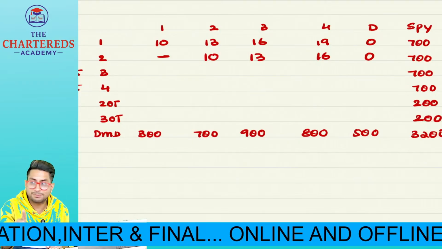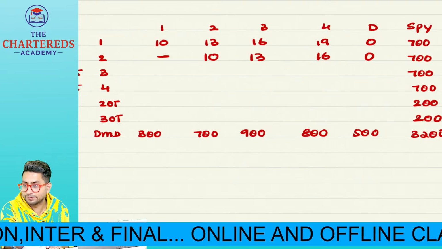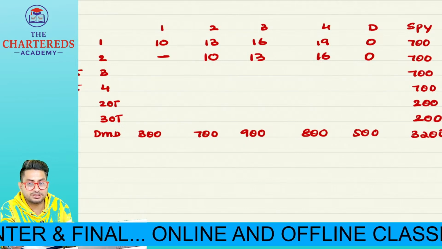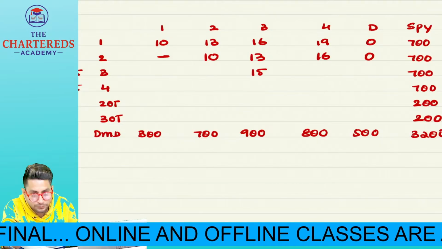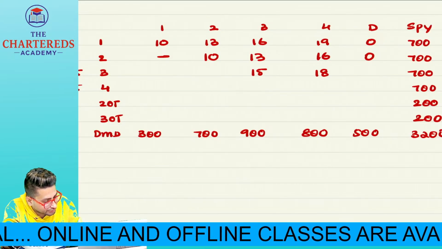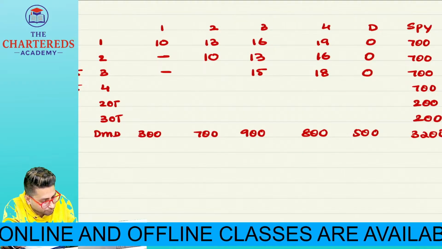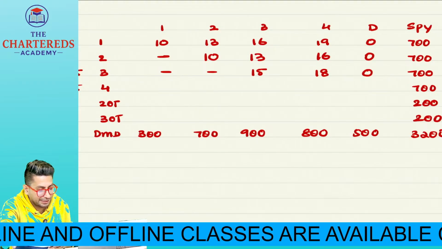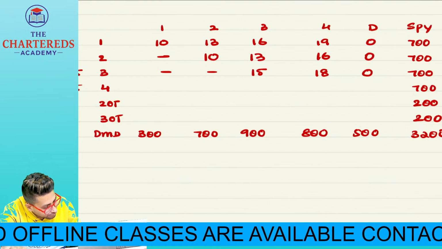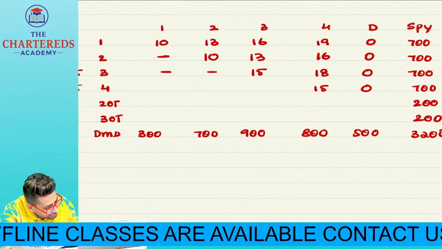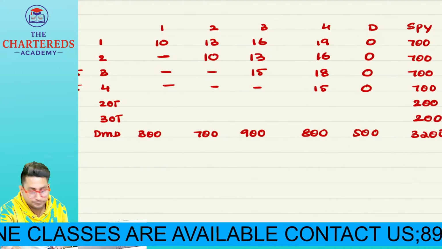But now week 3, cost is how much? 15. Week 3 production will start from where? Third week. So here it will be 15. 15 plus 3, 18. Here it will be 0. Nothing here. Next, fourth week of production, when will I start? Fourth week, 15. Here it will be 0. Correct?